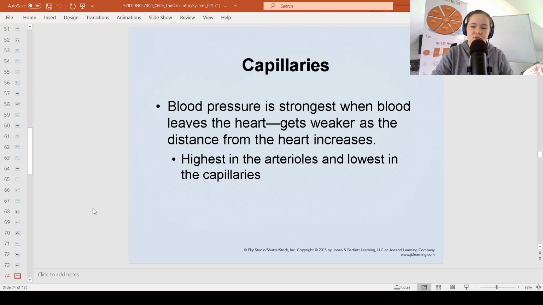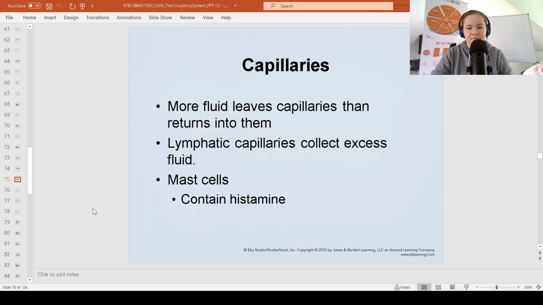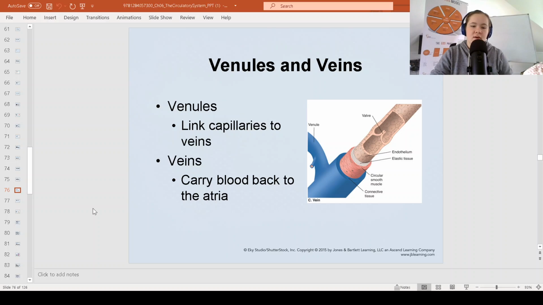Blood pressure is the strongest when blood leaves the heart, gets weaker as the distance from the heart increases, and is lowest in the capillaries. More fluid leaves the capillaries than returns into them. The lymphatic capillaries collect excess fluid, and the mast cells contain histamine. The venules link capillaries to veins, and the veins carry the blood back to the atria.